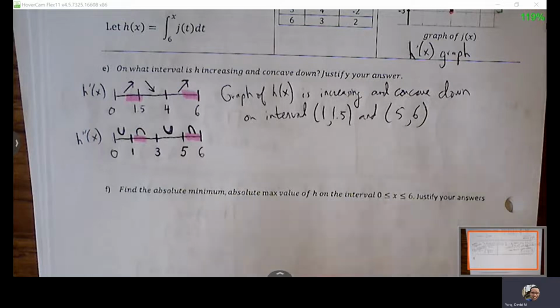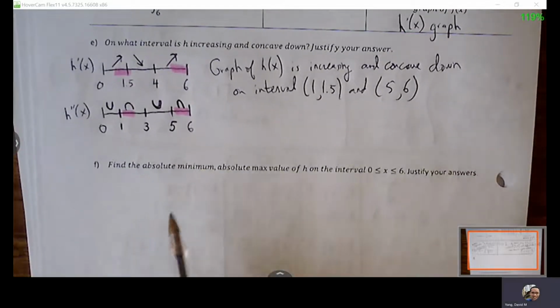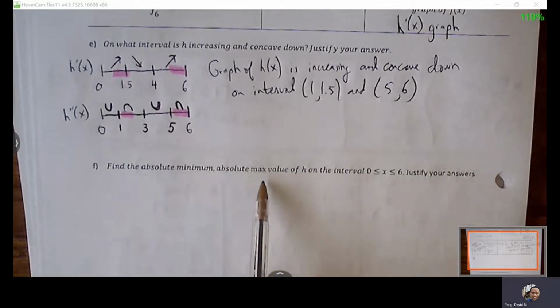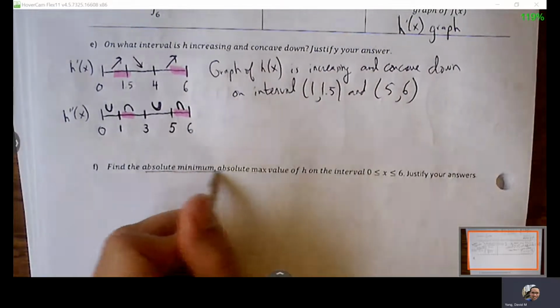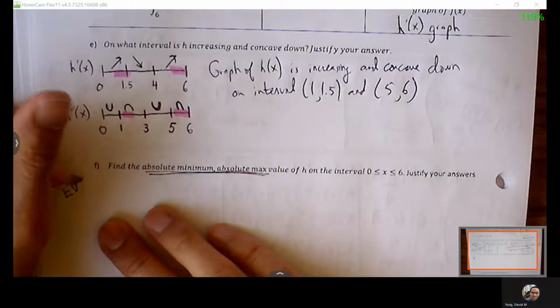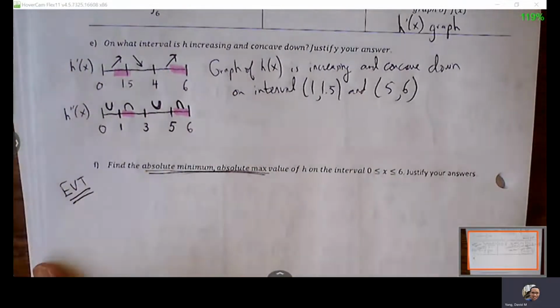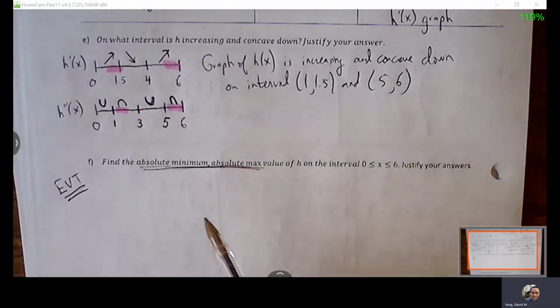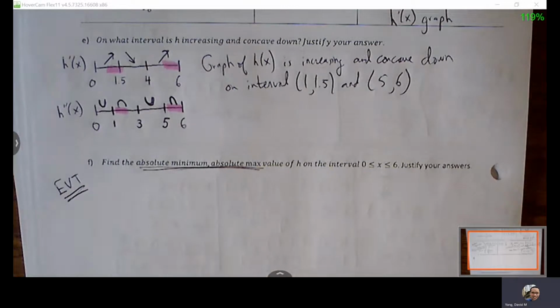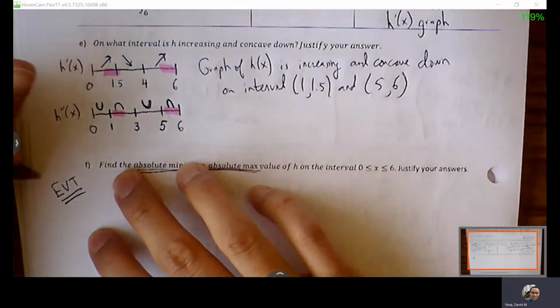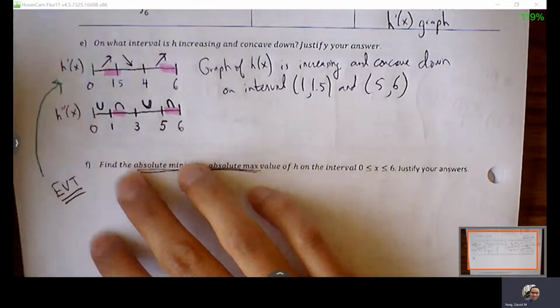Okay, part F. Find the absolute minimum, absolute max value. So anytime you see this, this is applying extreme value theorem. So extreme value theorem says test endpoints and test relative max and relative mins. That's going to come from your H prime sign line.